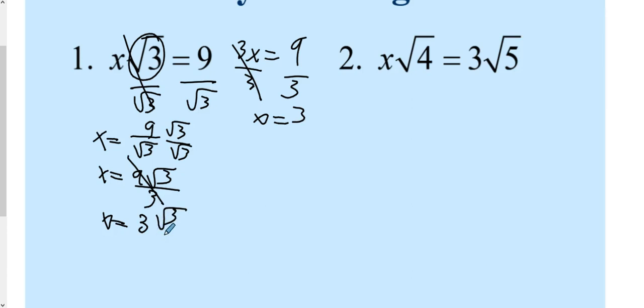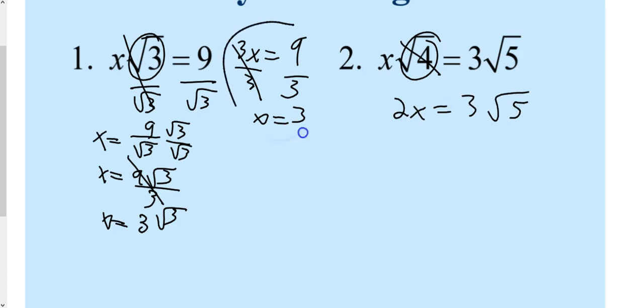Same thing here. What's attached to the x? By multiplication, a square root of 4. But in this case, instead of dividing by square root of 4, we can simplify this. This is just the number 2. So now, just like we talked about in algebra, we can simply just divide by 2.